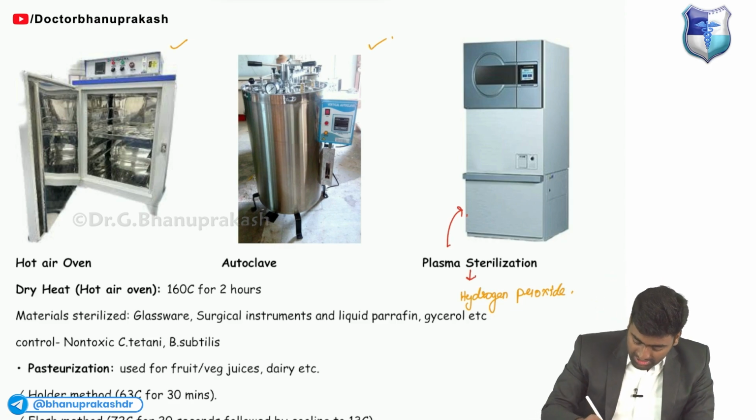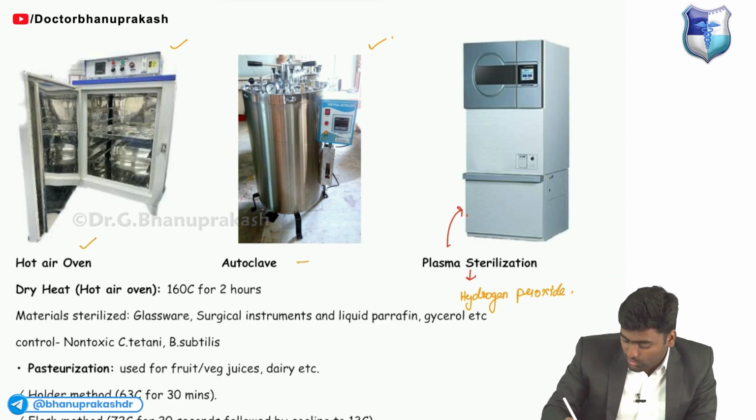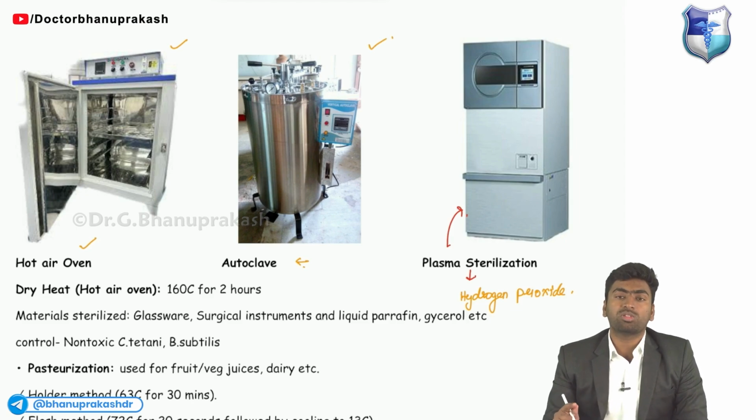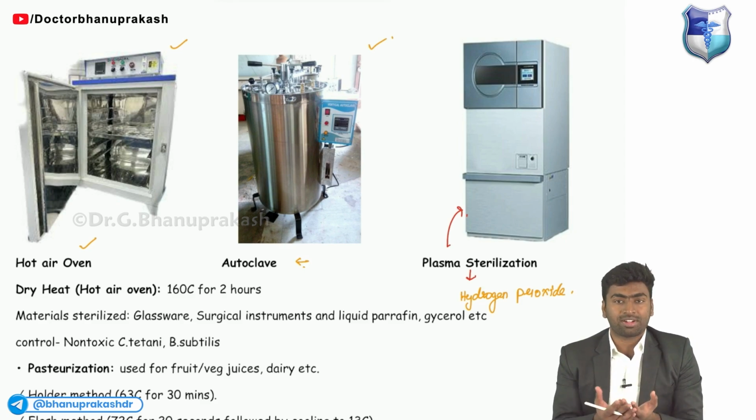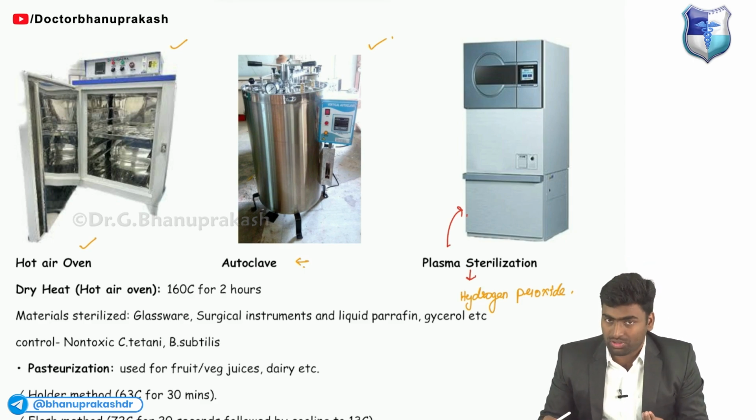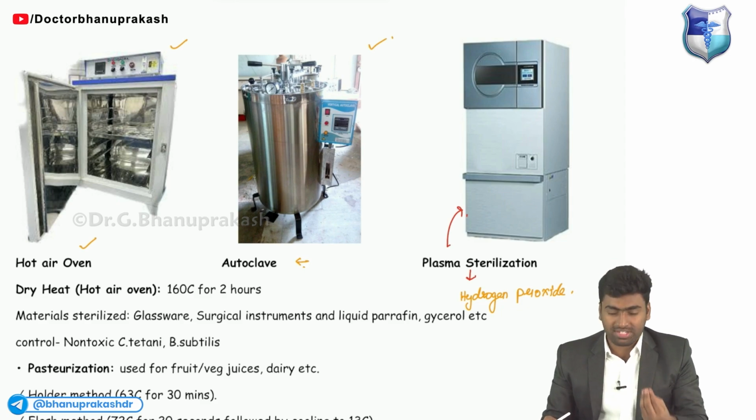And next, there are a few more instruments which are used for sterilization. First, the hot air oven. Next one, the autoclave. So what is the main difference? Both of them heat and do sterilization, whereas the autoclave sterilizes under pressure and uses steam. Okay, it is the wet type of sterilization.